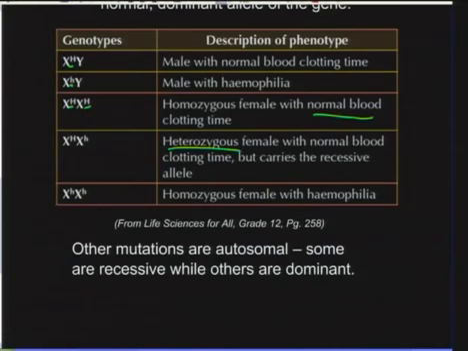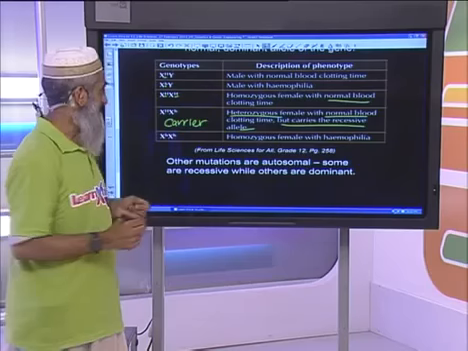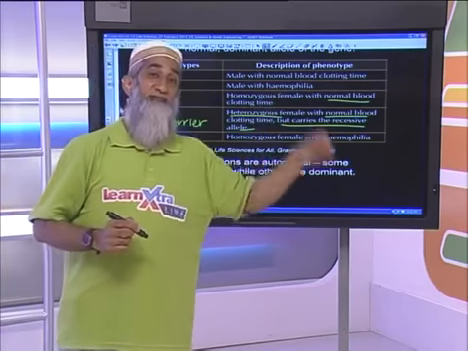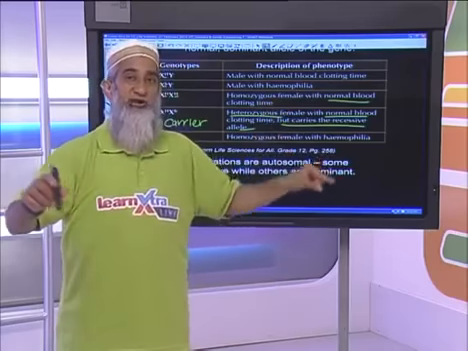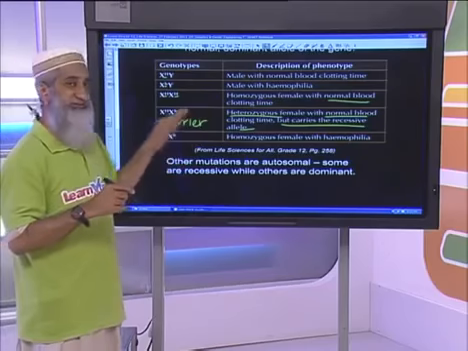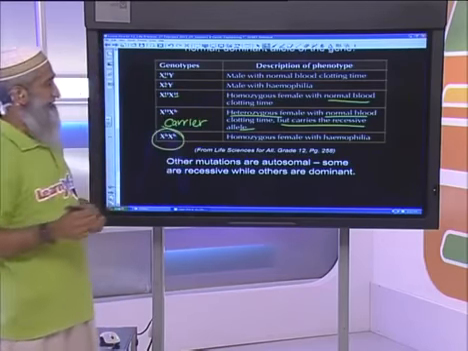X^H X^h, heterozygous female, she's normal, but she carries the recessive allele, so we call her a carrier. She has the potential of passing this on to her sons especially. Okay? If she has to pass it on to her daughters, then her husband must also carry that gene, so that X small h would make the daughters also hemophiliac. There we have this last scenario there.